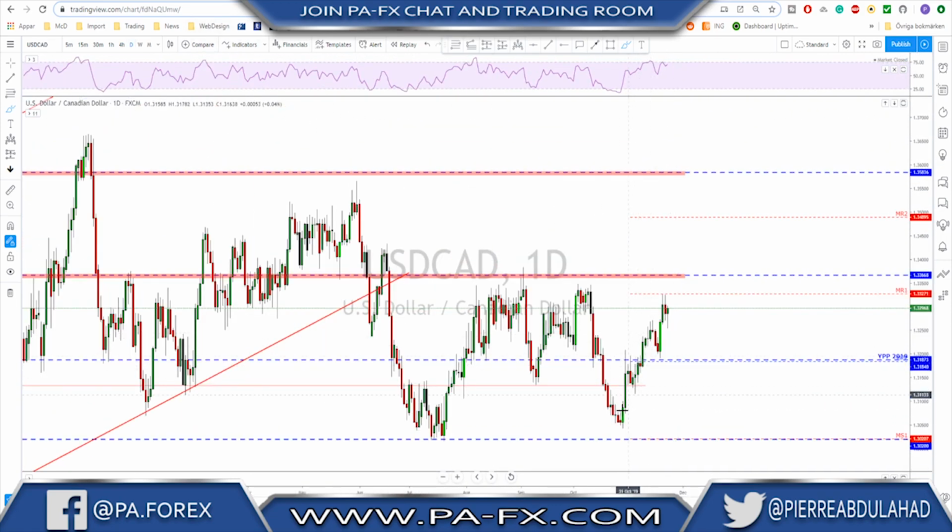USD CAD, on the daily time frame, we are having a nice trend to the upside. So each and every time you see a break above previous high on the daily, you should be looking to buy the dips, buy the pullbacks.